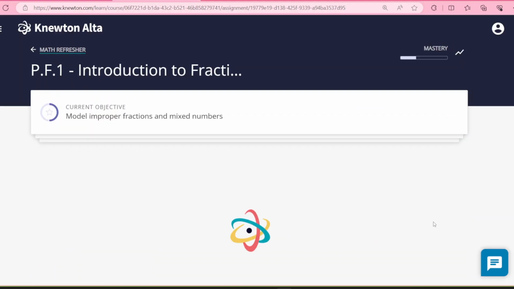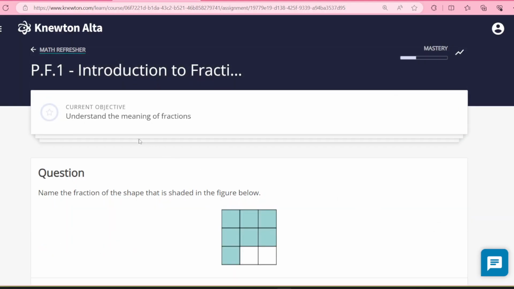All right, moving on. So understand the meaning of fractions. All right, so I've already discussed this a little bit, right? Remember, if you think of a shape as one whole unit, and then you break that shape up into so many equal pieces, the number of pieces you break it up into is the denominator. It's what you're dividing it into, dividing by.